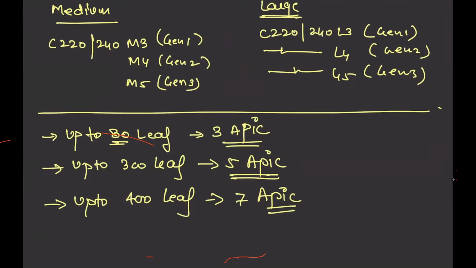This 3 Epic, 80 leaf, does this include only the leaf or the spine devices also? No, only the leaf. You need to count only leaves because spines are always fewer. I have seen around 8 or 10 spines maximum. Okay, fine. You know, the Epics, do they all do the same role or do they have individual roles?